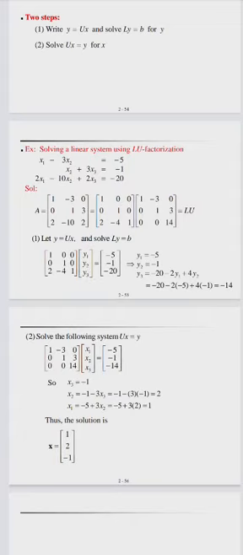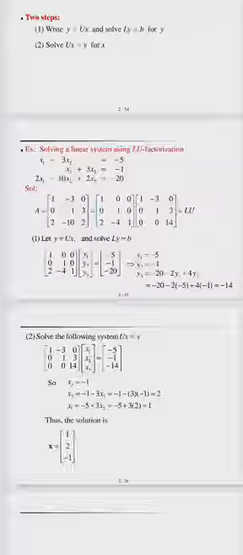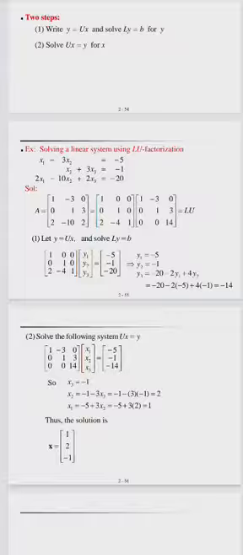Example: solving a linear system using LU factorization. Given the three linear equations, x1 - 3x2 = -5, x2 + 3x3 = -1, 2x1 - 10x2 + 2x3 = -20. Solution: first, write A.